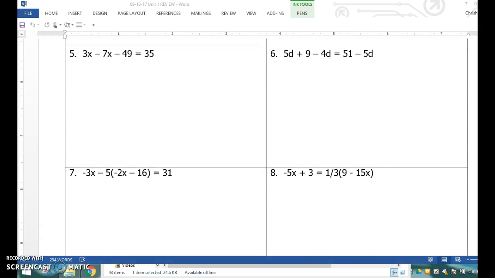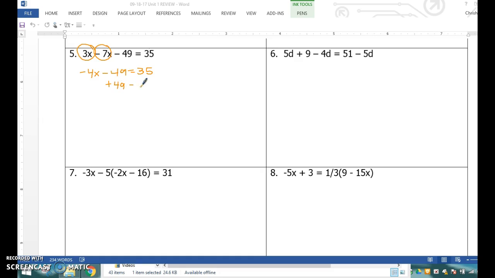Okay. Again, combining some like terms. We have the 3x and the negative 7x. 3x minus 7x is negative 4x. Variables on one side, numbers on the other side. Which side, it doesn't matter. One side must be the variable, one side must be your constants.